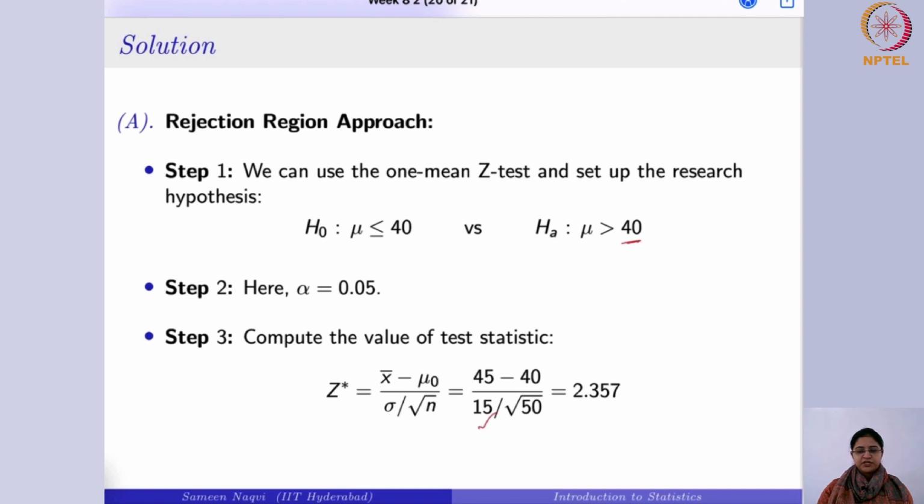Sigma is 15 and you divide by root 50. This basically comes out around 2.357. So you can see here that I have written x bar, instead of capital X bar, which was a random variable. And here, since we have the actual values of those sample observations, I have calculated the sample mean. So basically it is 45.